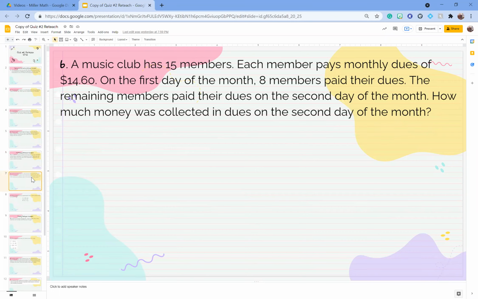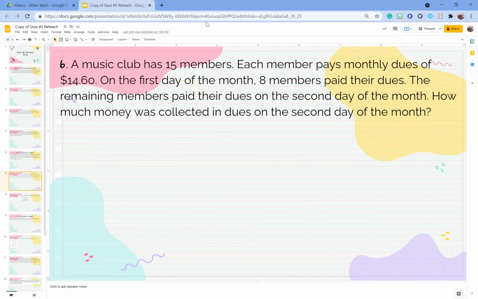Okay, number 6, a music club has 15 members. Each member pays monthly dues of $14.60. On the first day of the month, 8 members paid their dues. The remaining members paid their dues on the second day of the month. How much money was collected in dues on the second day of the month?